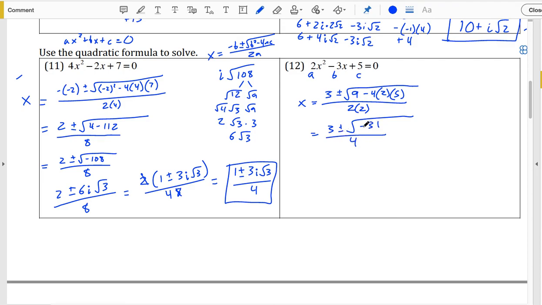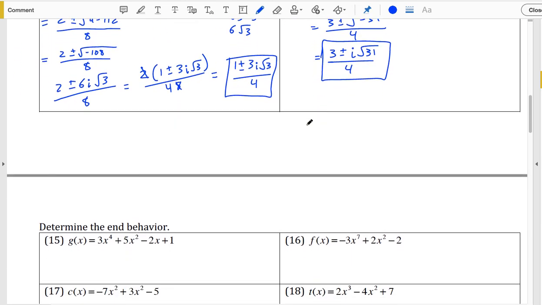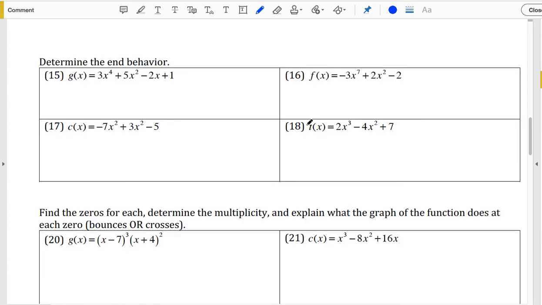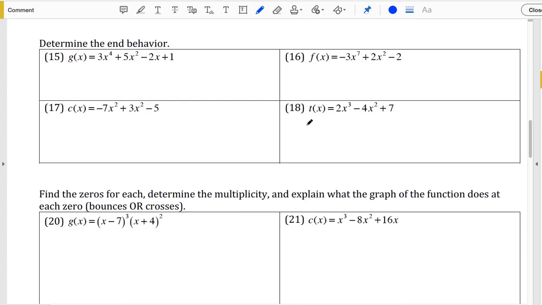Always nice to see a prime number inside your radical because you know it won't simplify. But we can bring out the i, so our final answer is 3 plus or minus i root 31 all over 4. Okay, there we go. So there is number 12 using quadratic formula. All right, next we've got determining end behavior.